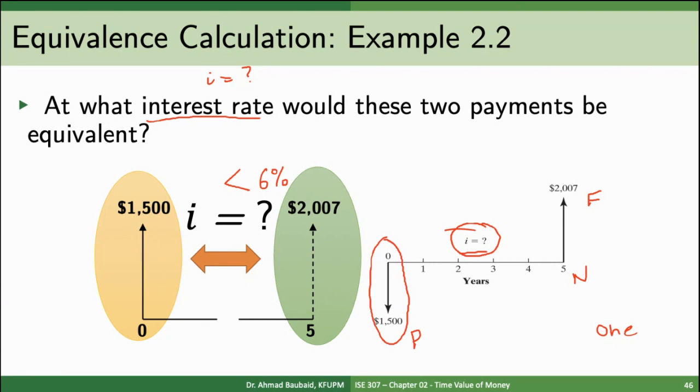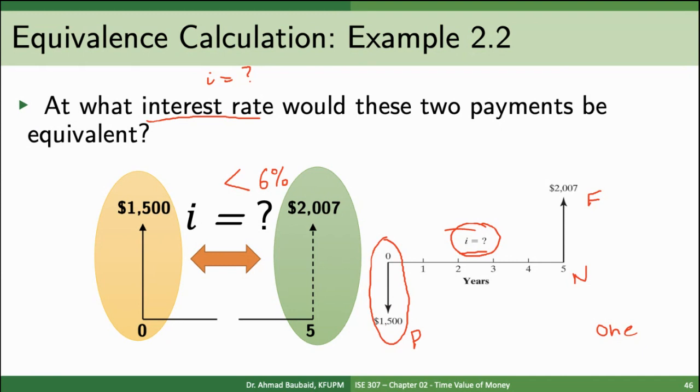No, we're saying the interest rate is going to be less than 6%. We know that. We'll take the 2007. Yes. Why? Because if it's less than 6%, we will get less than 2007 after 5 years. Exactly. So hopefully everyone sees that.